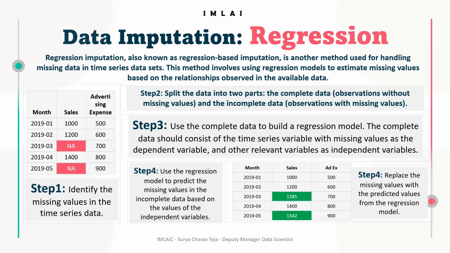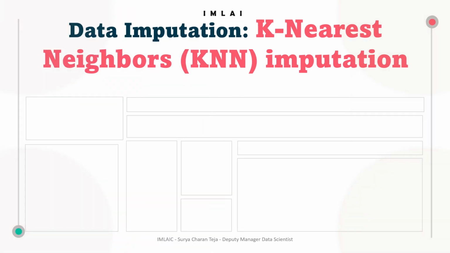Now let's look into the next technique under data imputation, which is KNN. That's K nearest neighbors imputation. So KNN imputation is a technique used to fill in missing values in a data set based on the values of its K nearest neighbors.